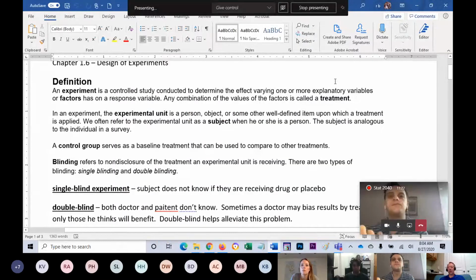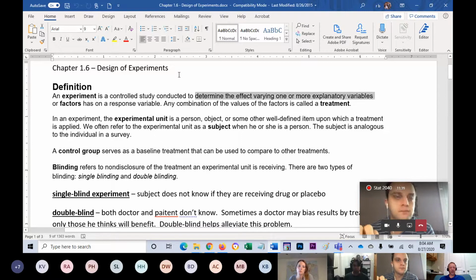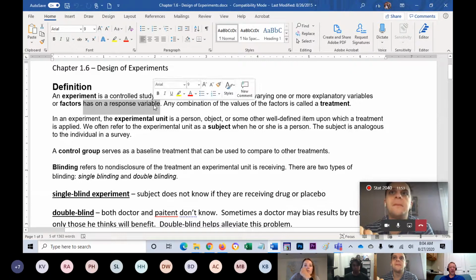Okay, so we're going to talk about 1.6, which is design of experiments. Last class we talked about observational studies. Today we're going to talk mostly about experiments. So an experiment is a controlled study conducted to determine the varying effects of one or more explanatory variables or factors on a response variable.